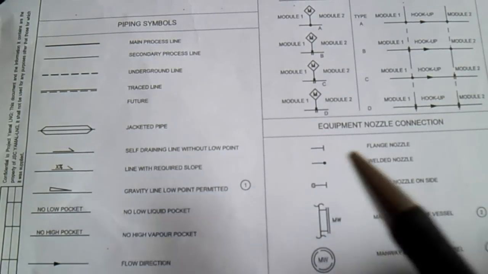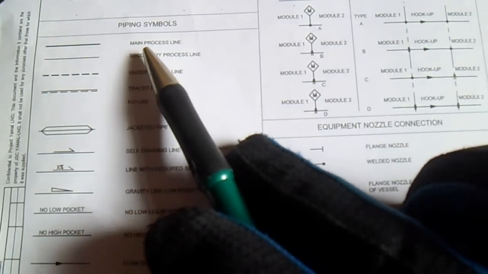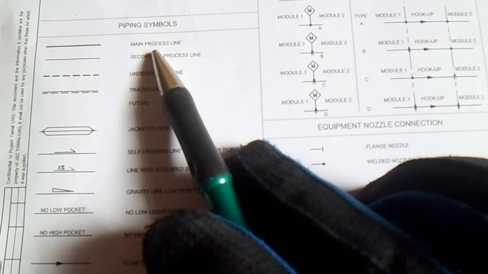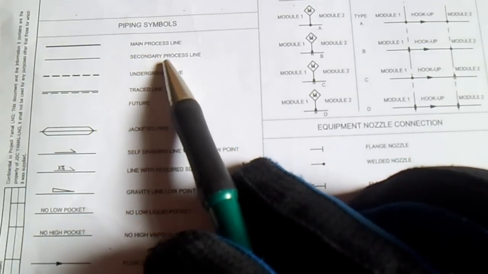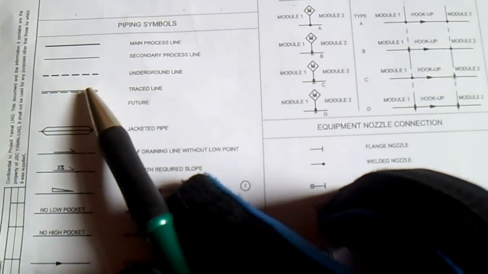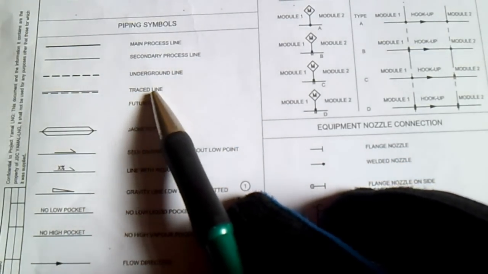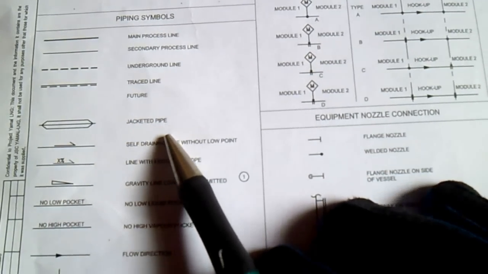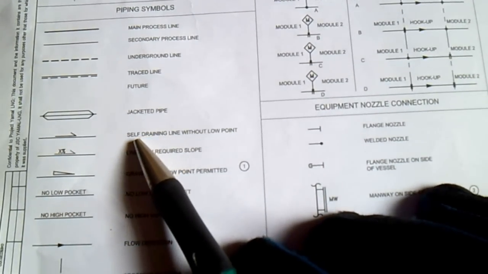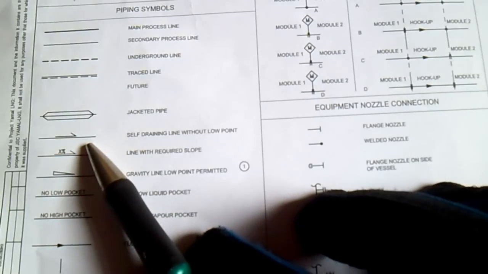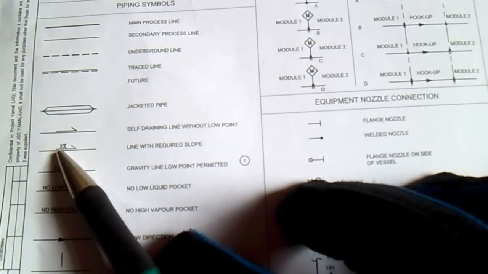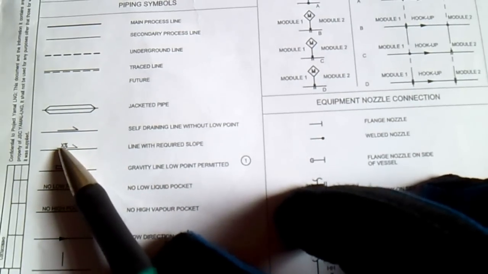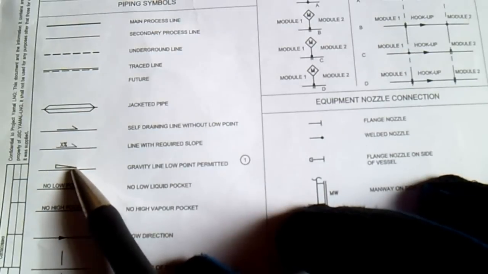Now next is the piping symbols. Okay, so this line is a main process line, we have secondary, underground, this dotted line is a trace line, feature, jacketed pipe, and this is self-draining. So this is a line with required slope. So this is a gravity line.